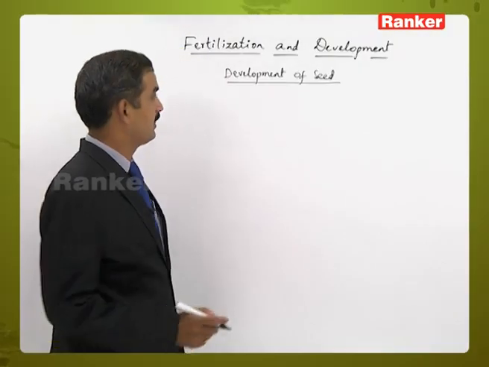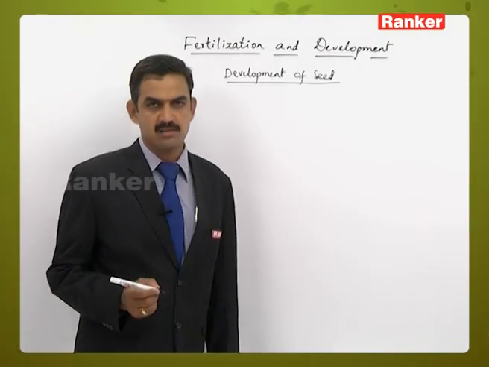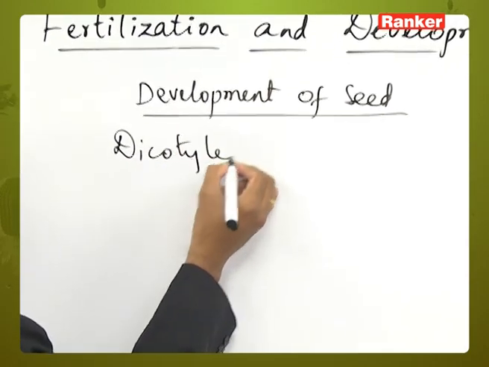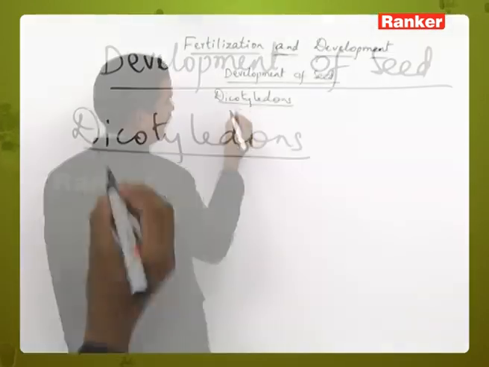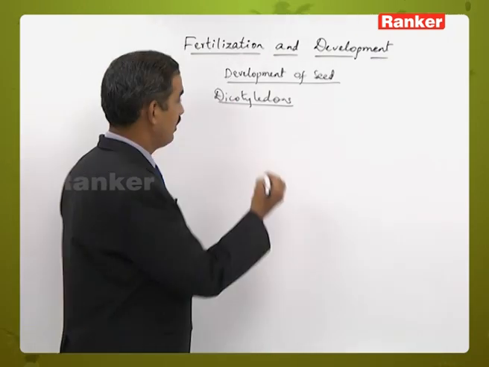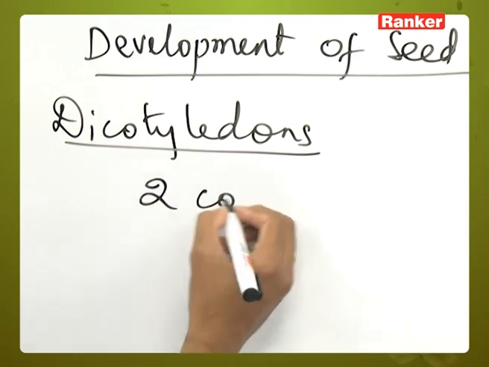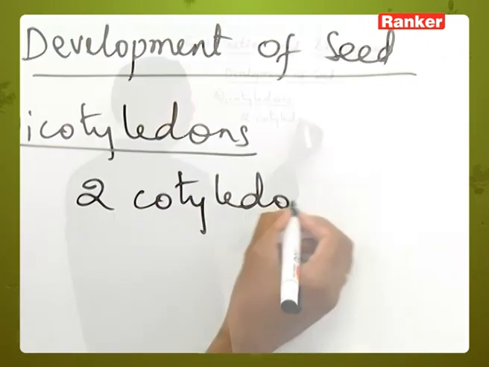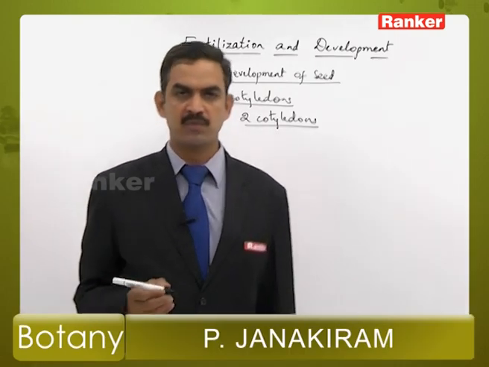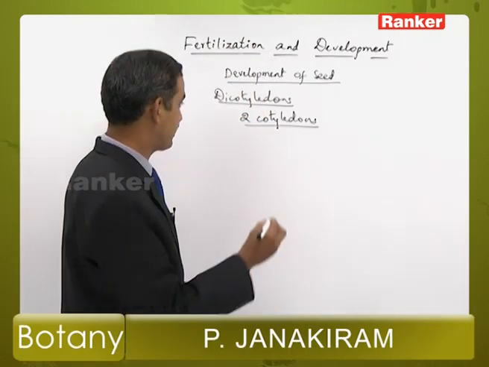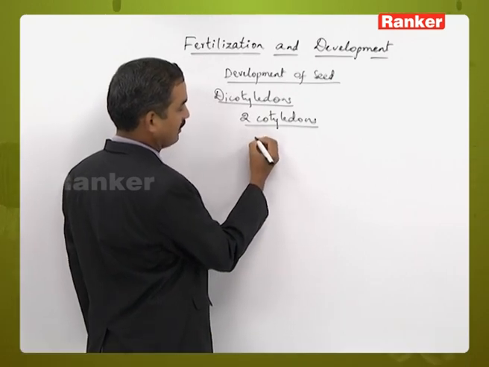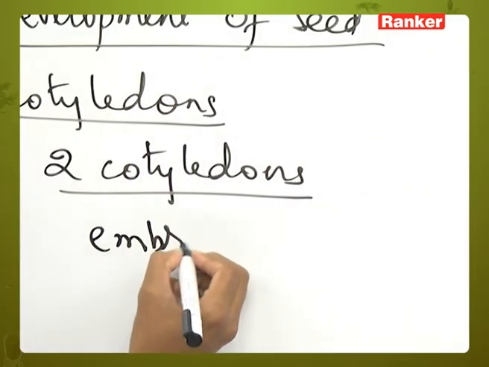Development of seed. In dicotyledons, two cotyledons are there which are laden with a lot of food material. That is, the cotyledons are fleshy because of the storage of excess food materials inside them. Apart from these cotyledons, the seed contains the embryonal axis.